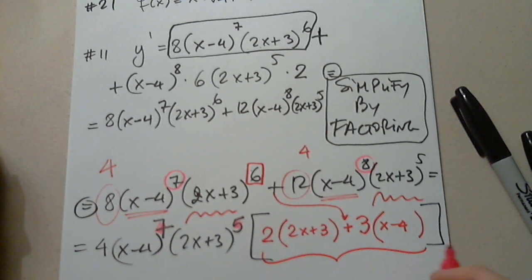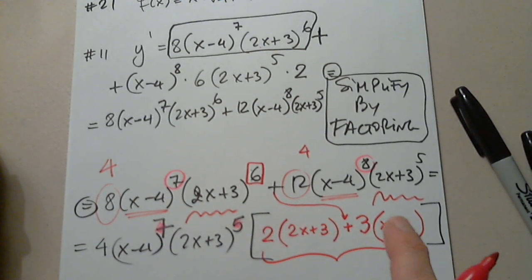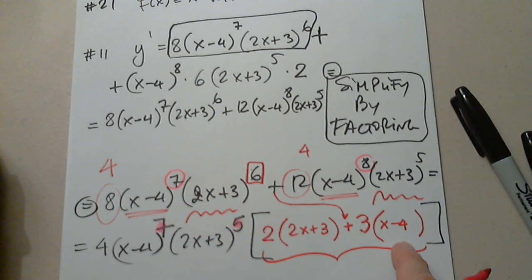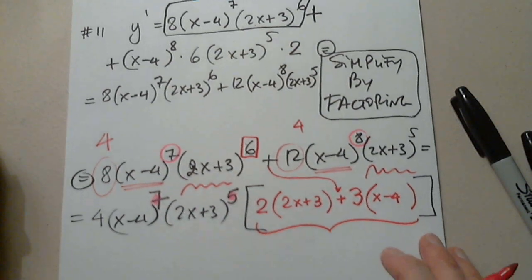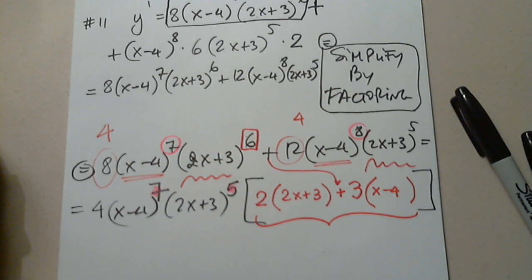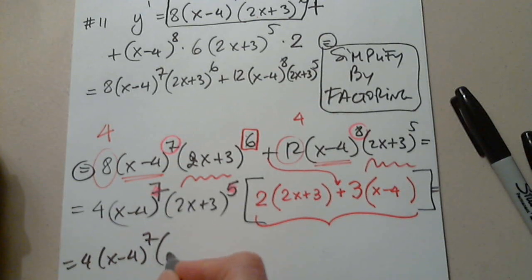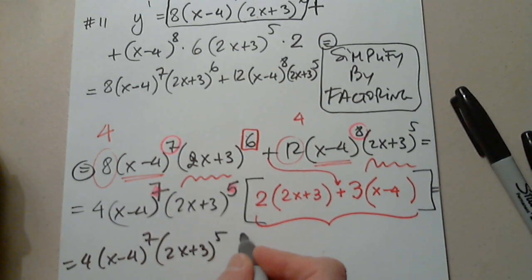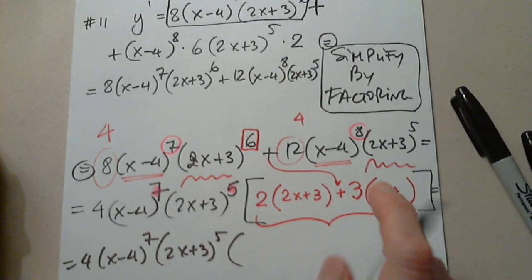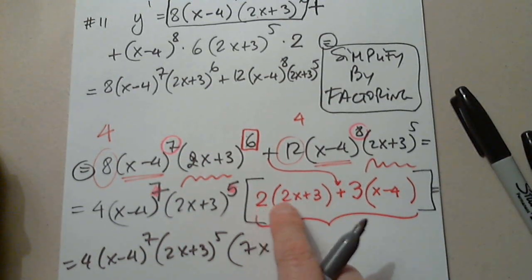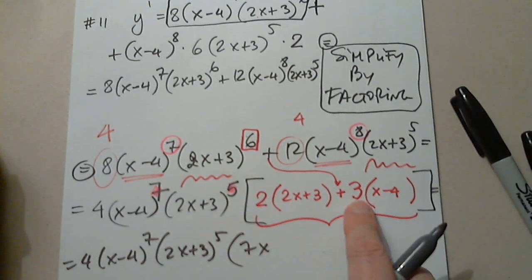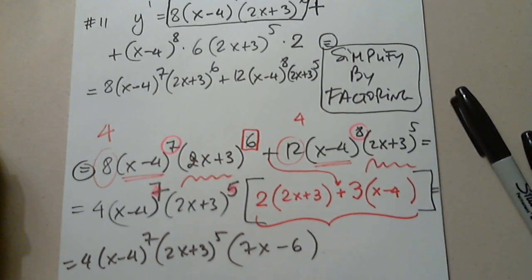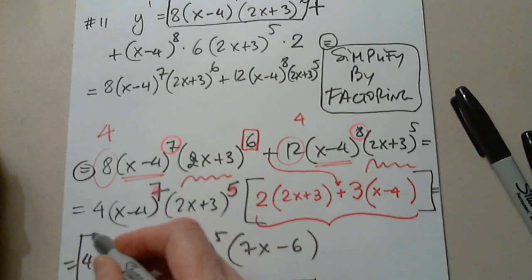I have to simplify this piece. 2 times 2x plus 2 times 3 plus 3 times x plus 3 times negative 4. And write it one more time, and that is it. So something follows here. So 4, x minus 4 to the 7th, 2x plus 3 to the 5th, 4x plus 3x, 7x, 2 times 2x, 4x plus 3x, 7x, 6 minus 12. This is it. Done.